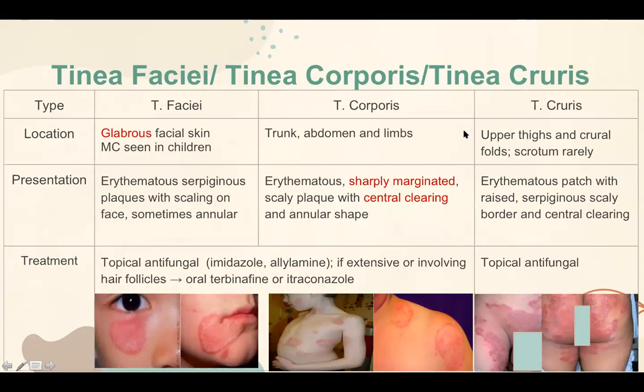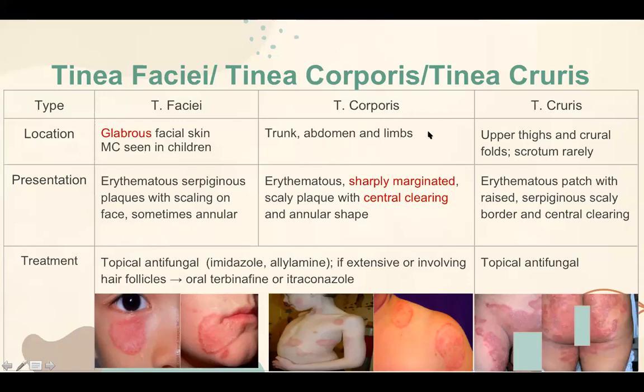For tinea faciei, it affects glabrous facial skin, which is the facial skin that has no hair in it. That's why it's most commonly seen in children. Presents as erythematous serpiginous plaques with scaling on the face. Serpiginous plaques meaning they have like a kind of wavy borders.